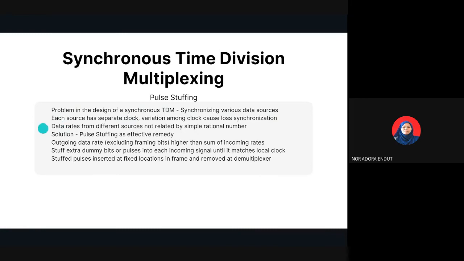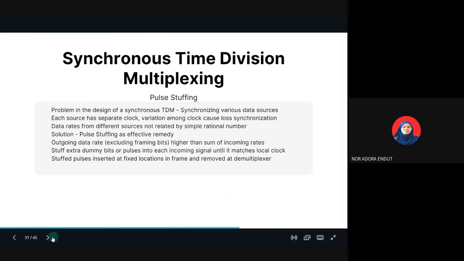So we use pulse stuffing. Pulse stuffing is basically adding extra dummy bits, or another name for them, pulses, into each incoming signal until it matches the local clock.